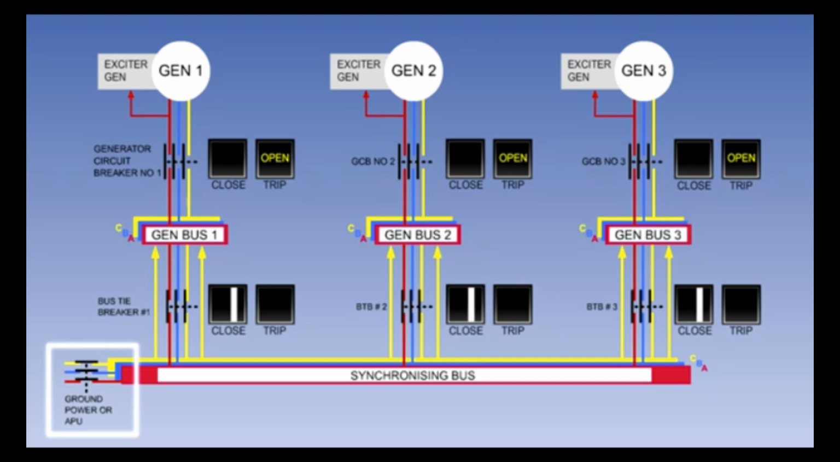Because the APU runs at a constant speed, its generator does not need to be driven through a constant speed drive unit. The APU generator cannot normally be paralleled with the engine-driven generators, and can be only connected to the bus bars when no other source is feeding them.